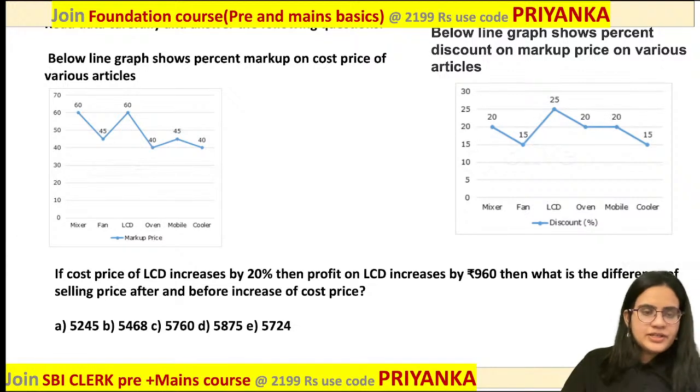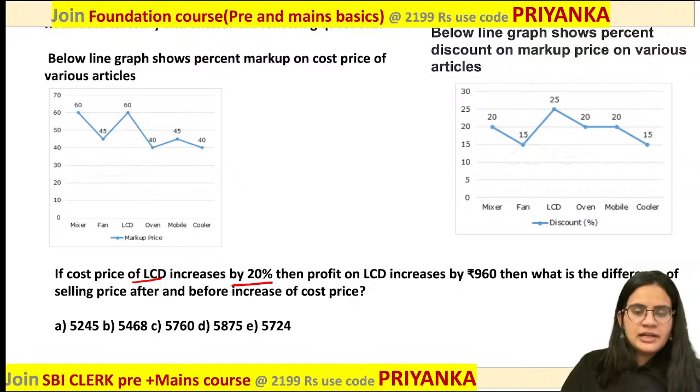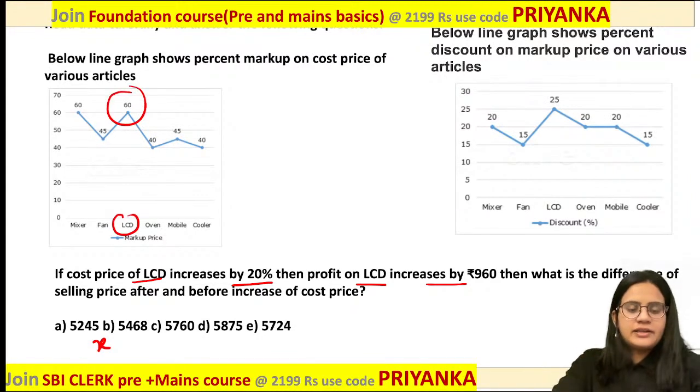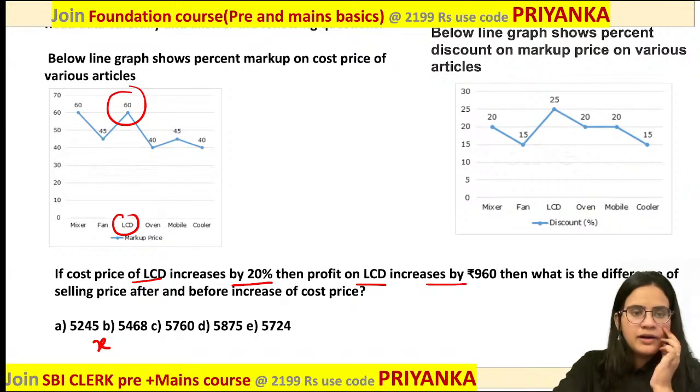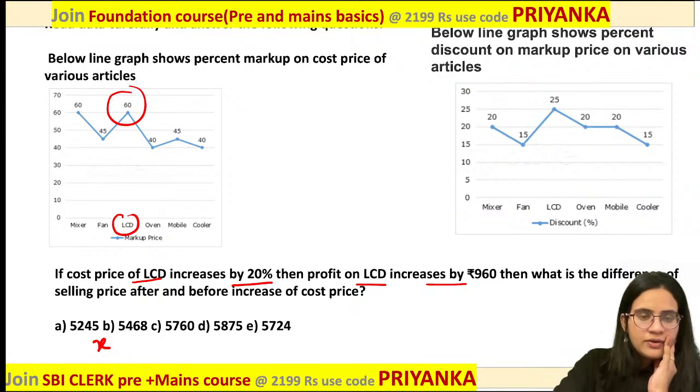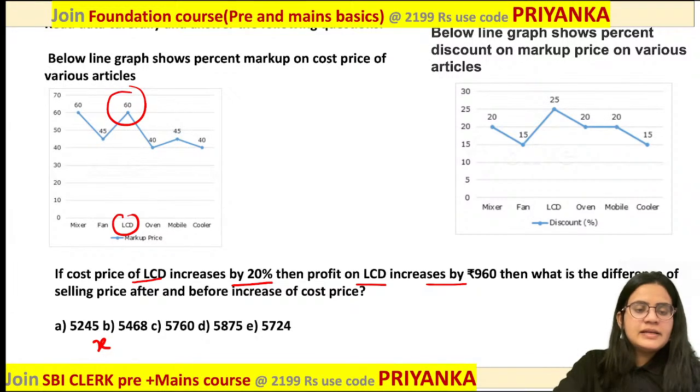So what is said in your question? The cost price of the LCD is increased by 20%. Then profit of the LCD is increased by 960 over here. Now first of all, let me assume the cost price of LCD is X over here. Now they have given you, if I am talking about the LCD, what is the multiplication factor? Can you quickly tell me what would be the multiplication factor corresponding to markup? Any one of you? As 60% is the fractional value, your markup percentage is going to be 160% over here.